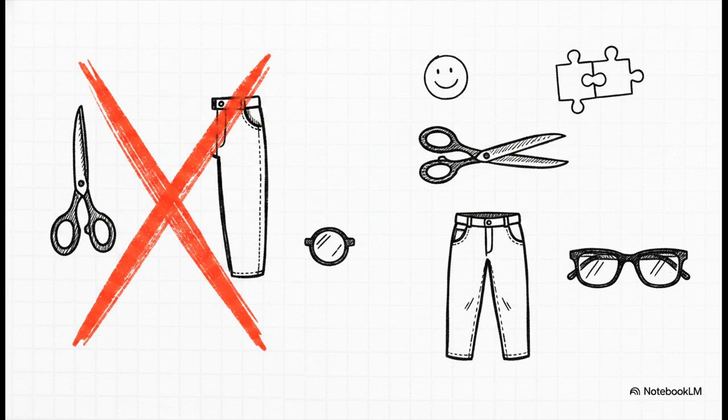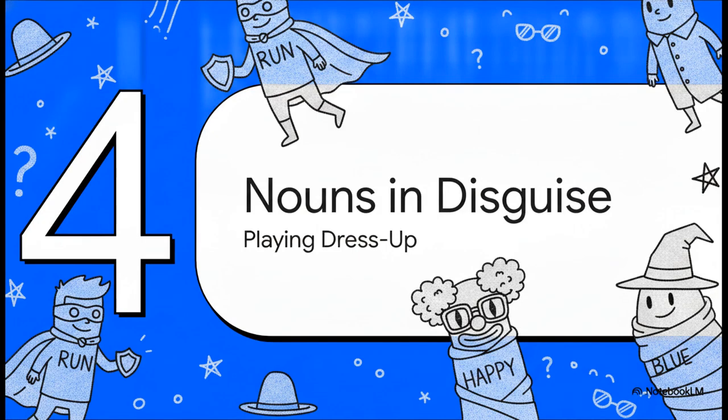Because these tools and articles of clothing are made of two symmetrical parts, they physically cannot exist in the singular without sounding completely ridiculous. You'd never say, hey, hand me my scissor. No way. To count them, you actually have to bring in a helper phrase like a pair of. All right, Section 4, nouns in disguise.